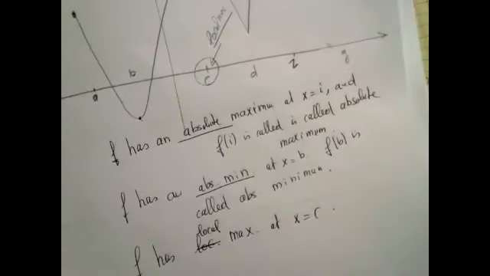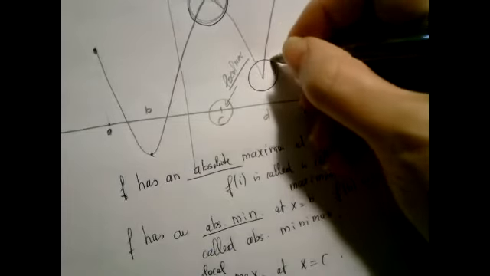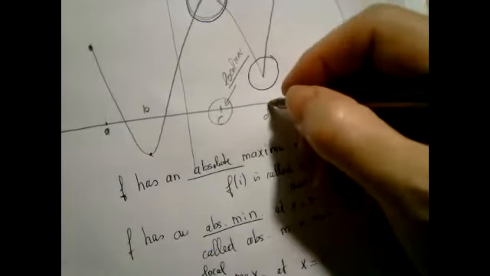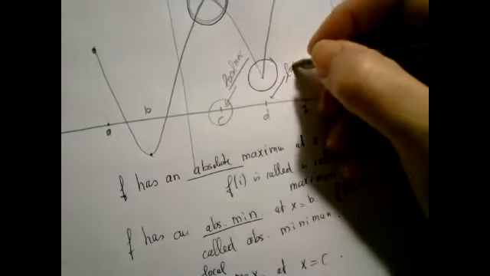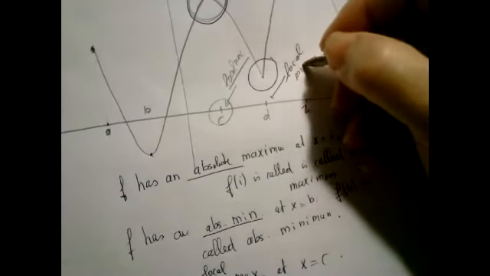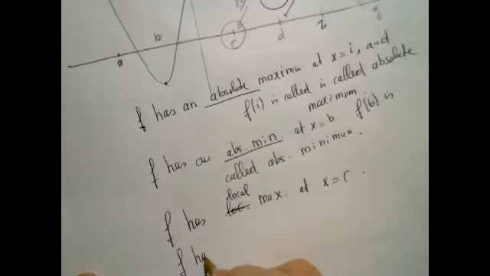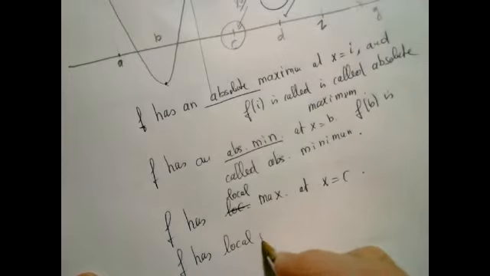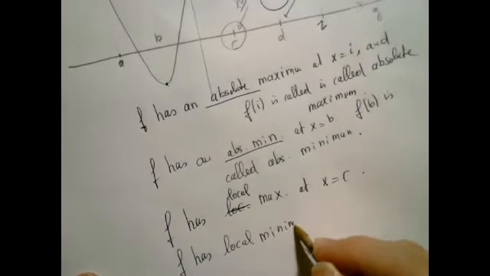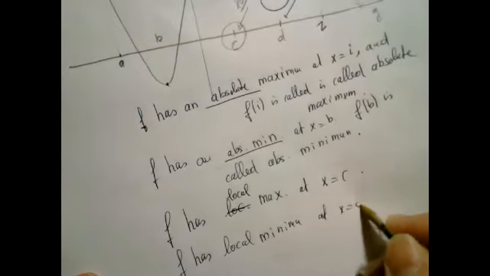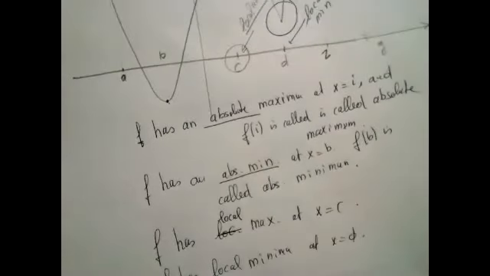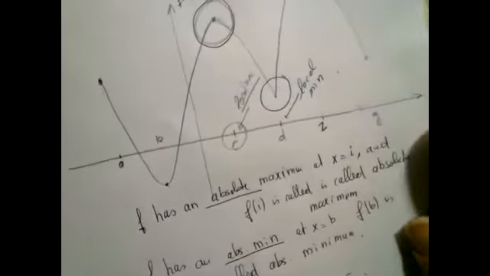That's a local maximum. Another point, of course, is this point. Around this point, we're going to say again, we have a local minimum. So again, we say here that f has a local minimum at x equal to d. So we're going to have local minimum, local maximum, and so on and so forth. All right. Now, what else?